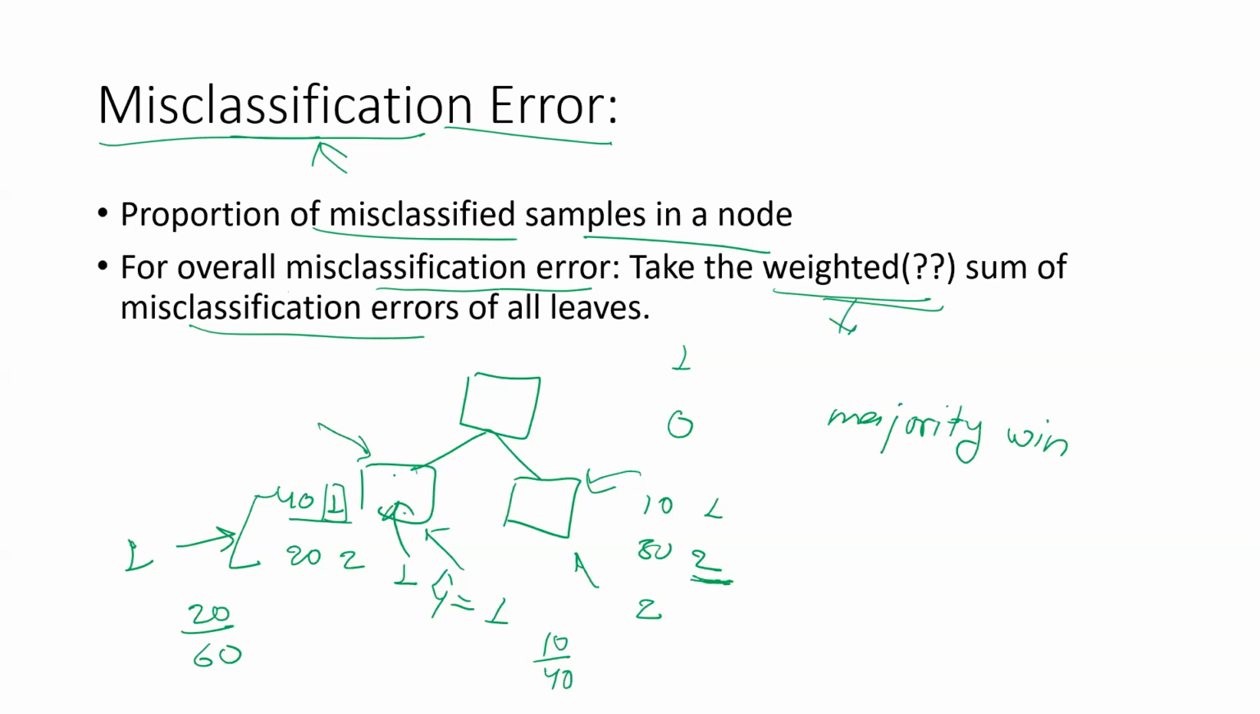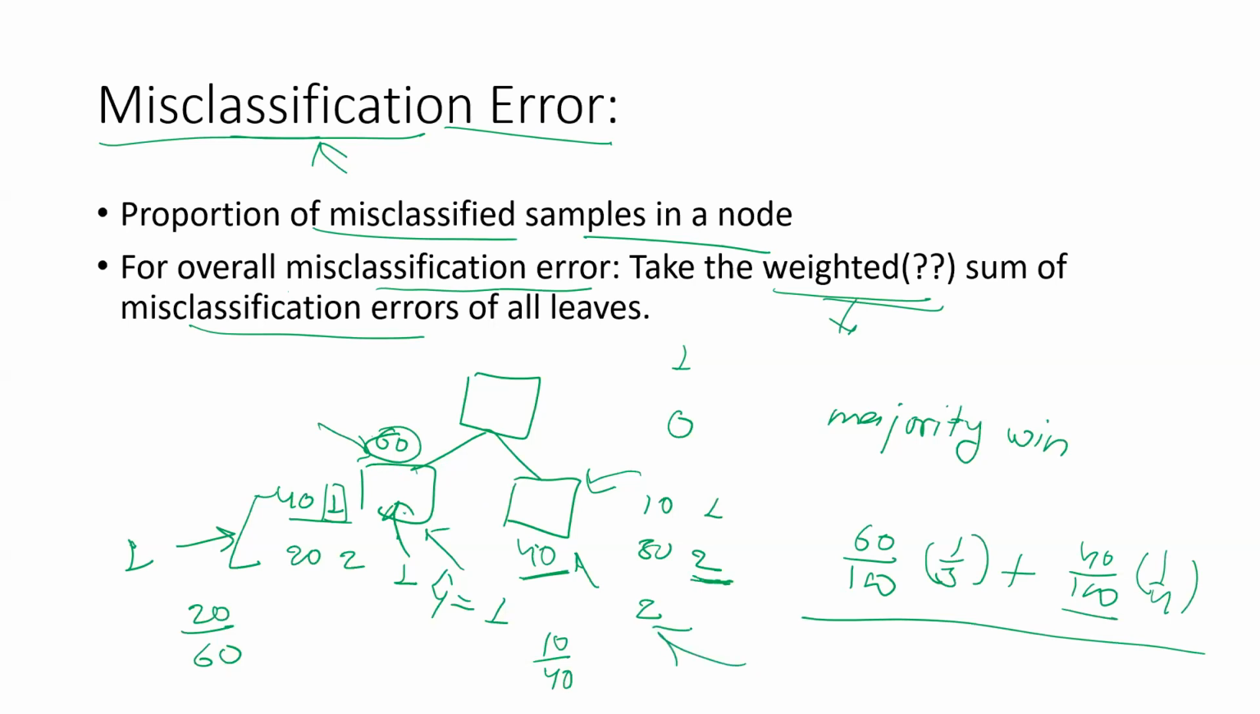If we take this node here, a total of 60 examples are here. So the weight will be 60 by 100, and the misclassification error here was 2 by 6, which is 1 by 3. Similarly, here 40 examples belong to this node, so the weight is 40 by 100, and the misclassification error is 1 by 2. So this is the total error. Or you can simply check, out of 100, how many we misclassified. Only 20 here and 10 here, so 30 were misclassified. This is your total misclassification error.